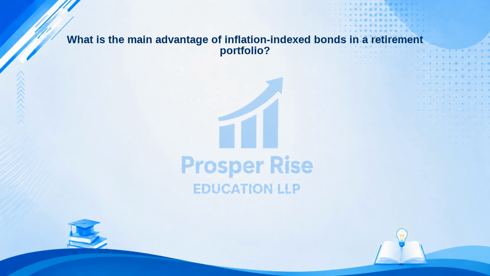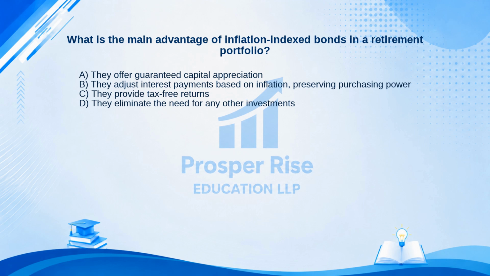What is the main advantage of inflation-indexed bonds in a retirement portfolio? Here are your options. A. They offer guaranteed capital appreciation. B. They adjust interest payments based on inflation, preserving purchasing power. C. They provide tax-free returns. Or D. They eliminate the need for any other investments.